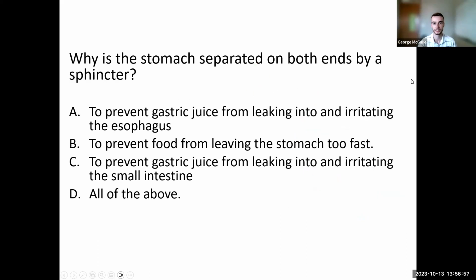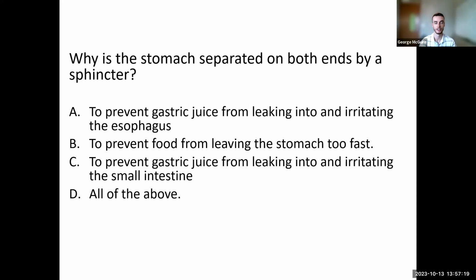So a quick question to consider here at the end as we finish up talking about the stomach. Why is the stomach separated on both ends by a sphincter? Remember, a sphincter is one of those circular muscles at the ends of each of our organs along the tract here. So why would that be important? Why would it be important that we have a sphincter muscle on the ends of our stomach?